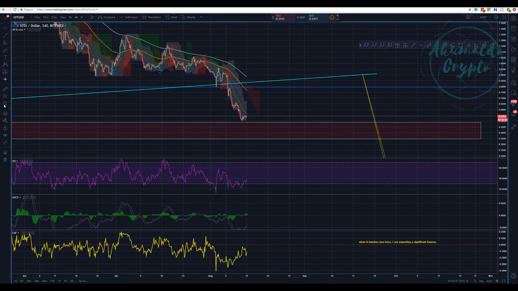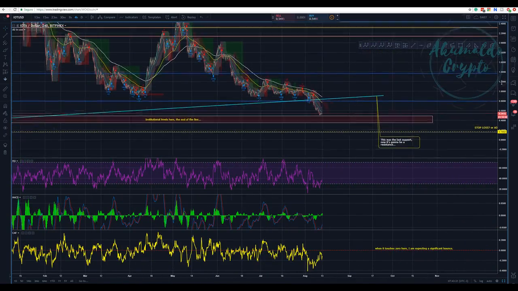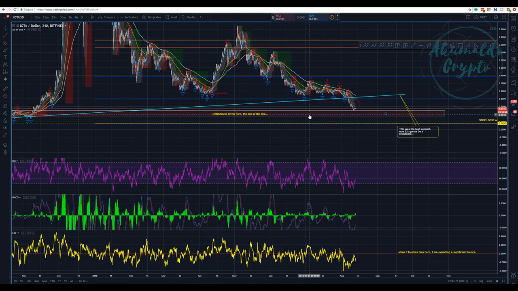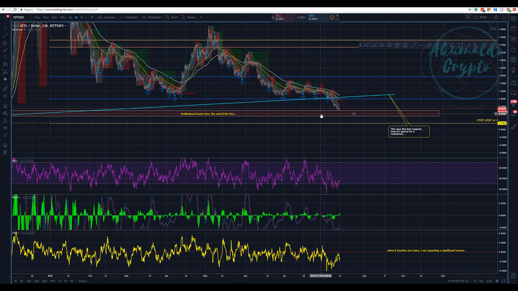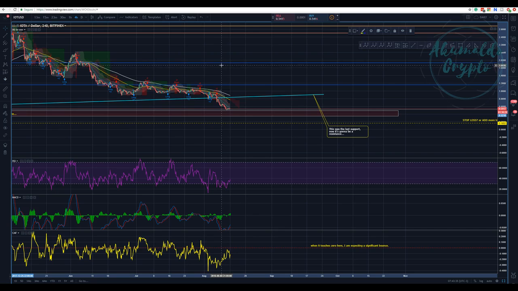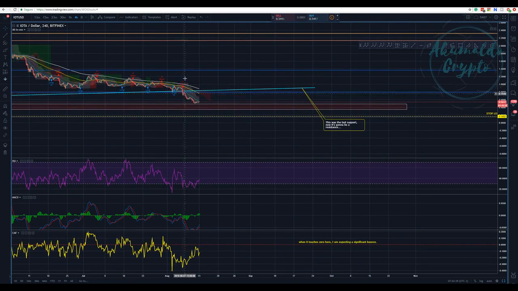I know that IOTA is in a very low region, very low. Like here, I marked that this was an institutional level. If we get there, I would consider buying a lot. And then we had this short signal here that was giving my buy indicator.